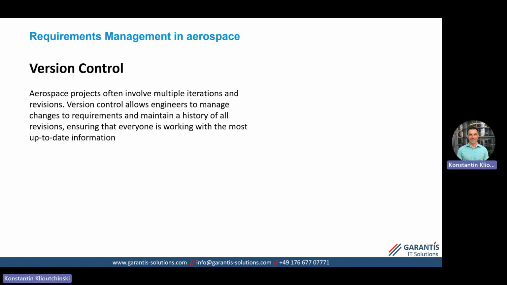In Polarion, version control is embedded in the system because Polarion uses SVN. So every time you click Save button, there is a new revision which is saved forever inside database. And Aerospace projects often involve multiple iterations and revisions. Version control allows engineers to manage changes to requirements and maintain a history of all revisions, ensuring that everyone is working with the most up-to-date information.